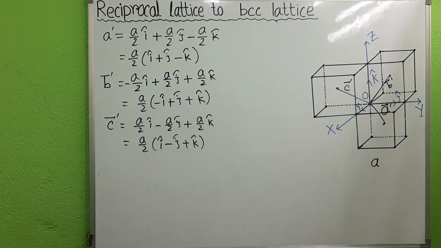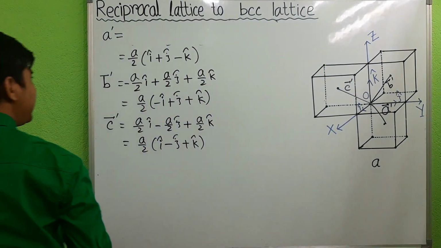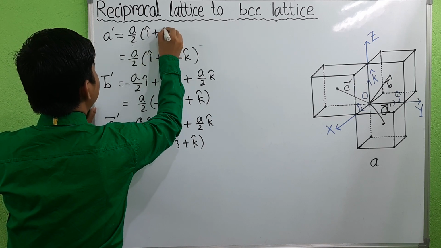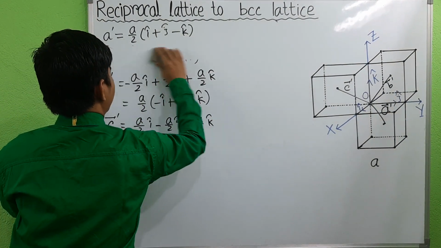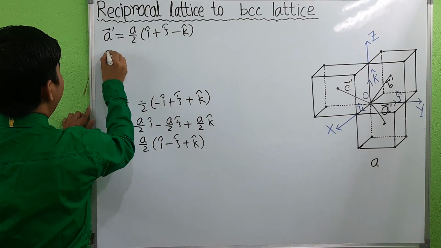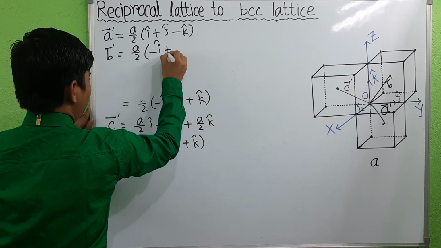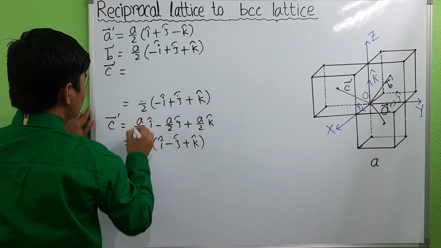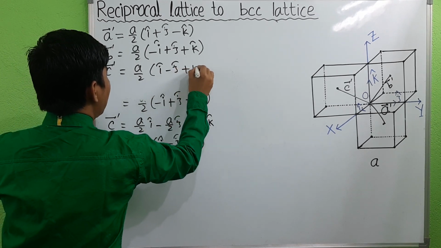Thus we get a dash equals a by 2 times (i cap plus j cap minus k cap), b dash vector equals a by 2 times (minus i cap plus j cap plus k cap), and c dash vector equals a by 2 times (i cap minus j cap plus k cap).